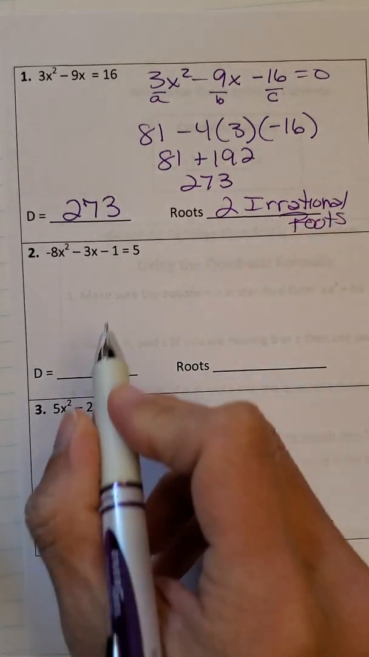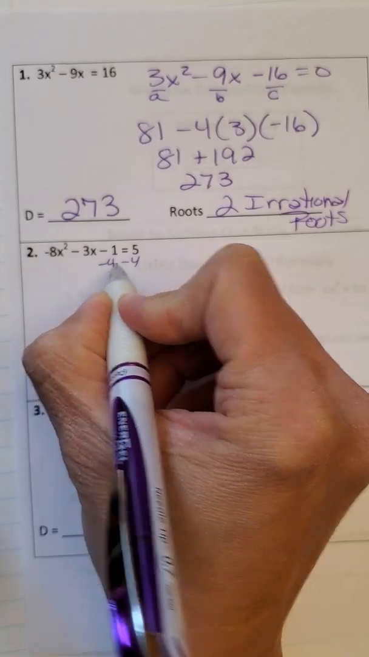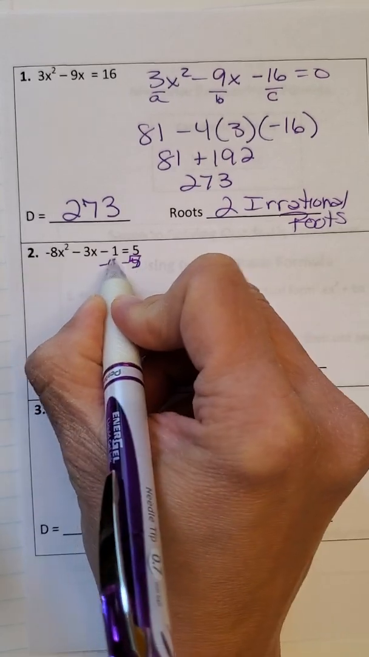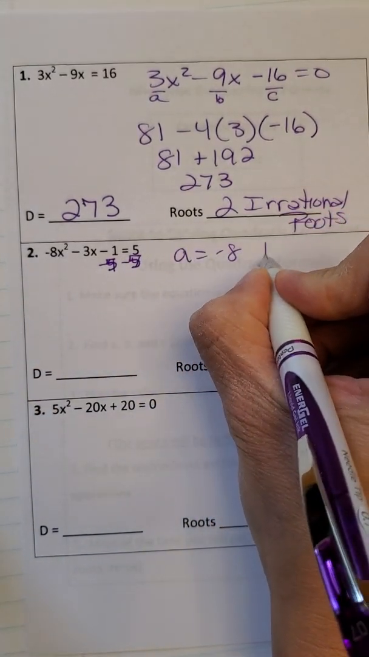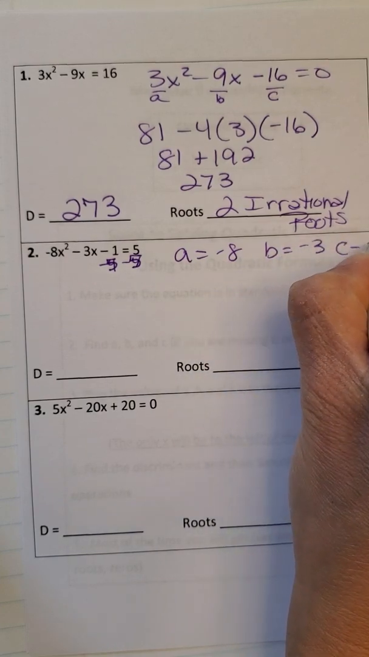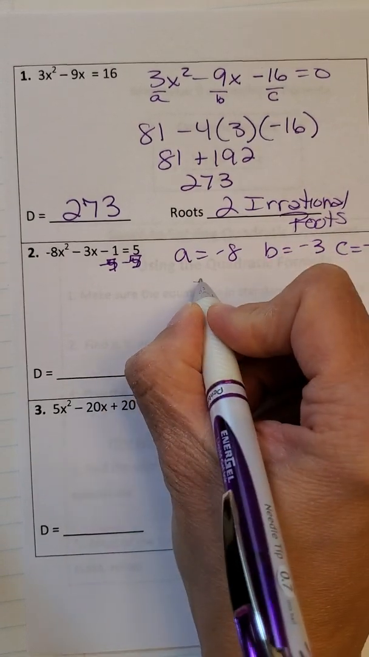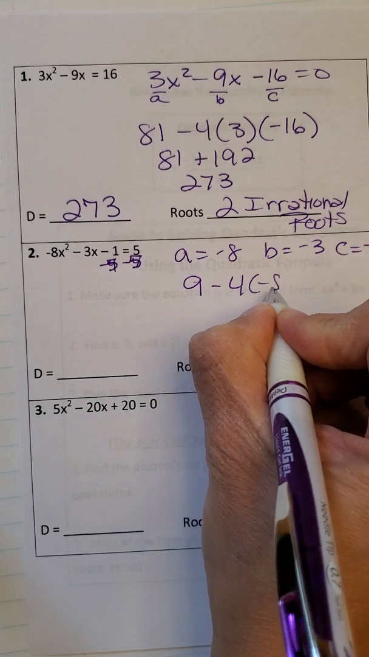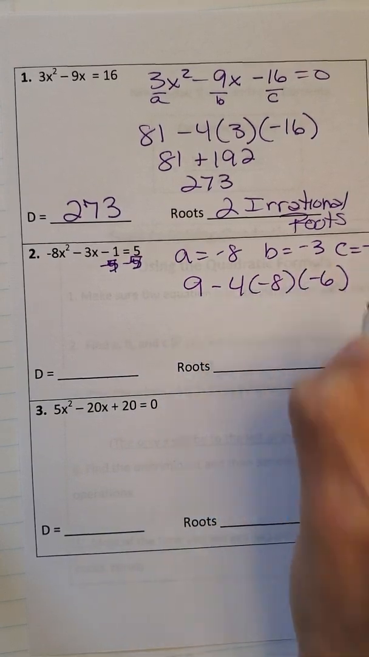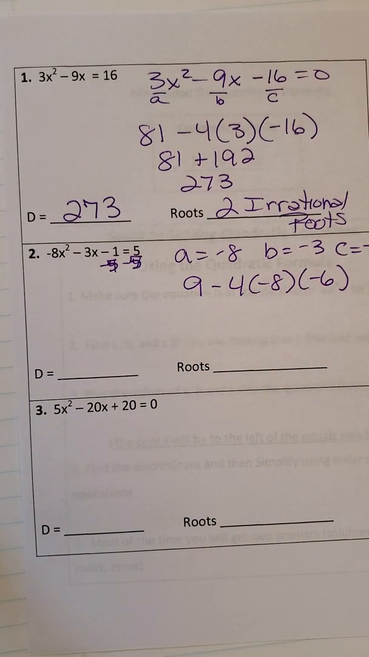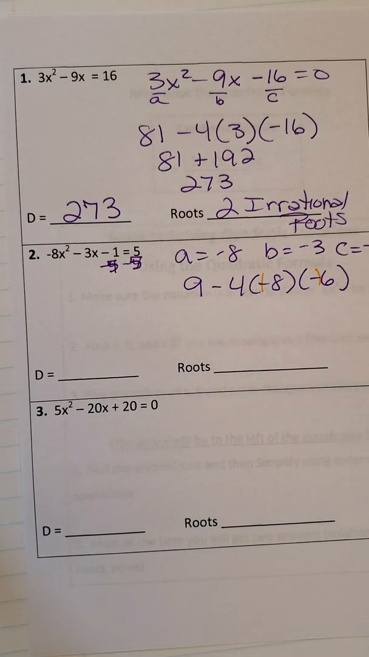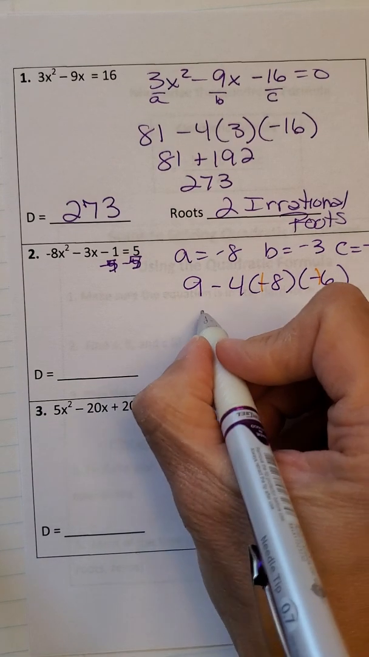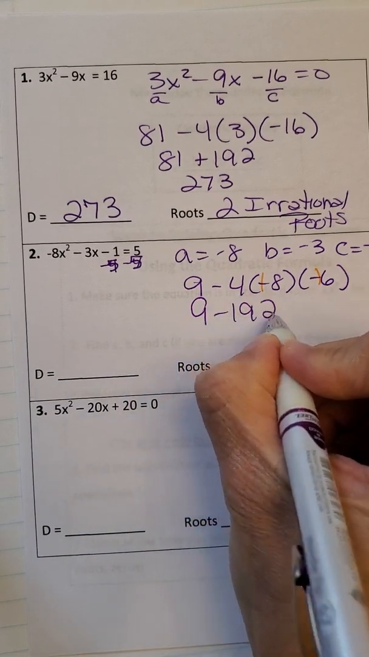Okay, let's try the next one. It's not in standard form, so I have to subtract 5 from both sides. So my A is negative 8, my B is negative 3, and my C is negative 6. So B squared minus 4 times A times C. So 4 times 8 times 6 is 192. I have 3 negatives. Those 2 can cancel out because 2 make a positive, but it's still negative. So I have 9 minus 192.